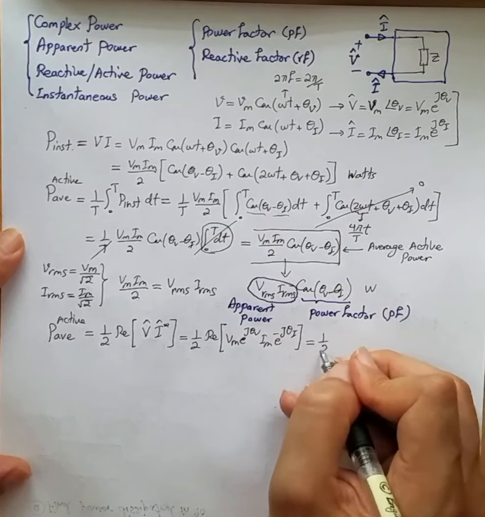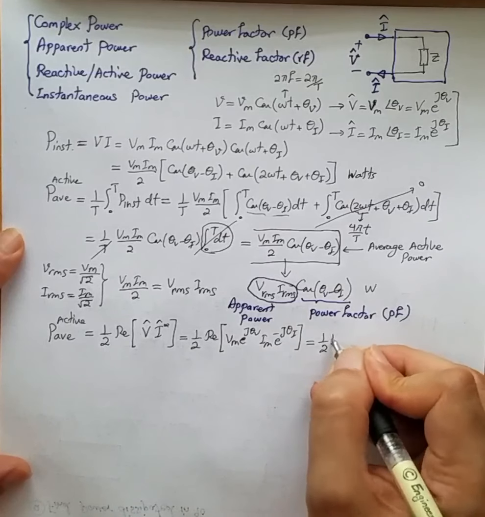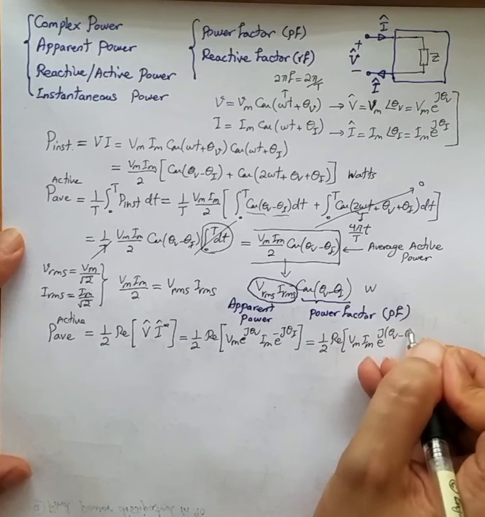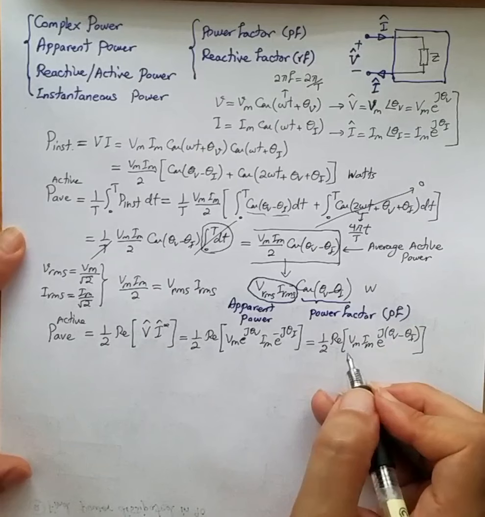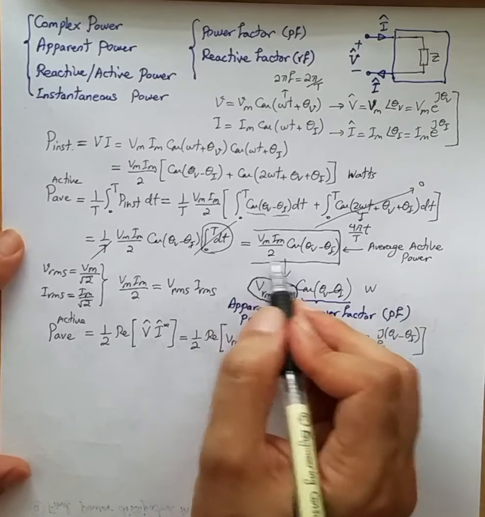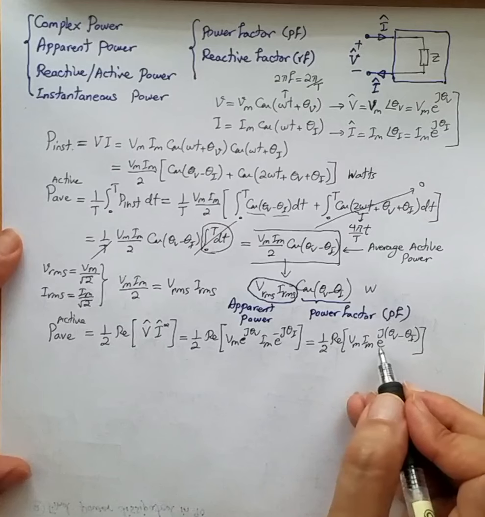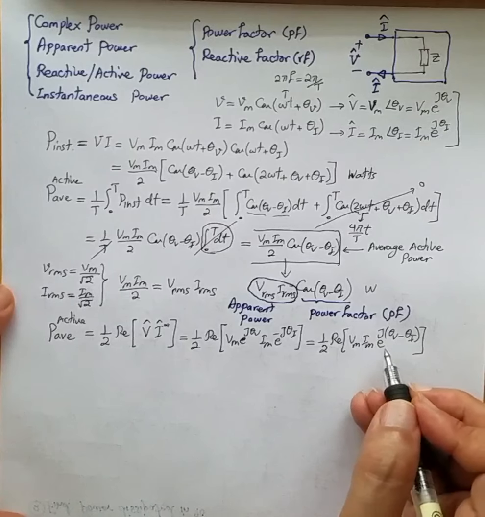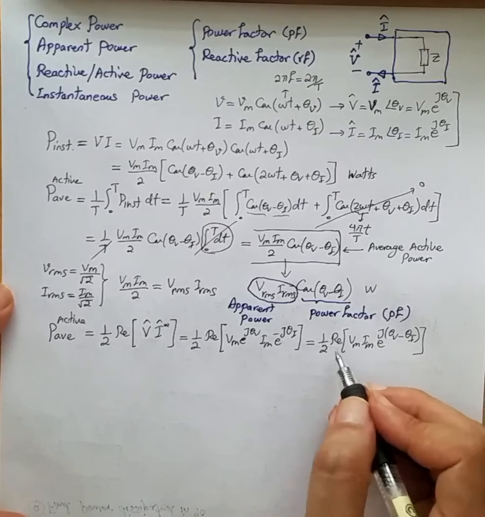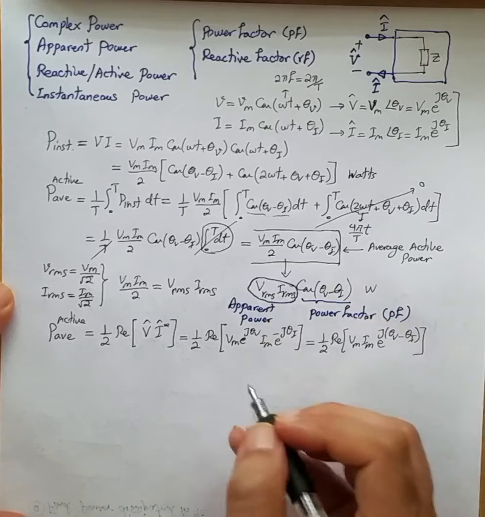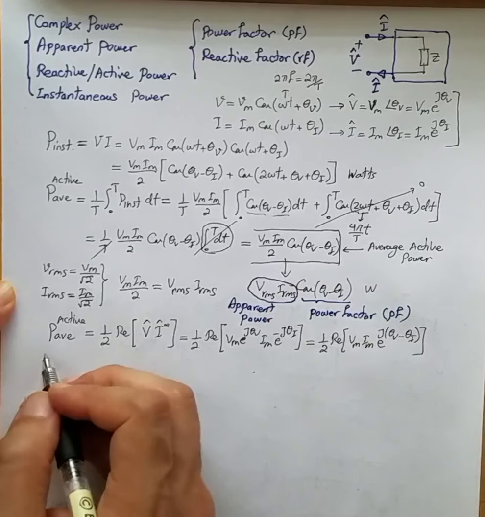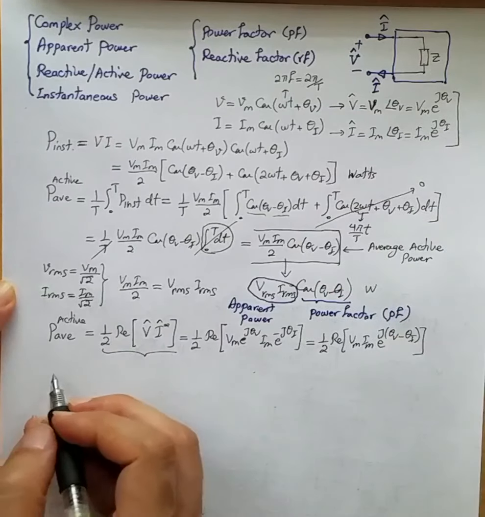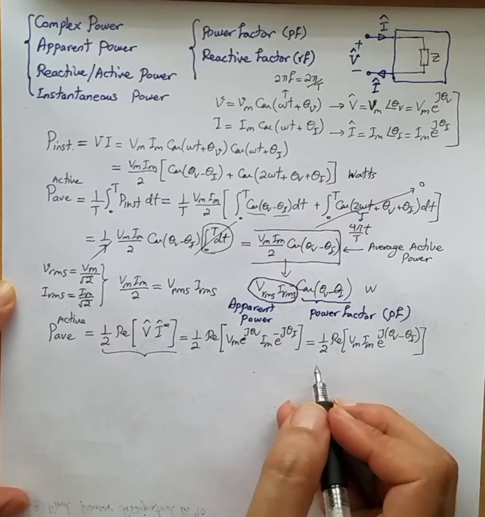So this is 1 over 2 real part of Vm Im e to the j theta v minus theta I. Okay, and obviously the real part of this is exactly what we got here. Because e to the j theta v minus theta I is cosine theta v minus theta I plus j sine theta v minus theta I, real part just takes the real part out of it, and we get this. So this is the way we also compute active power from the phasor equivalent of voltage and current across a load.